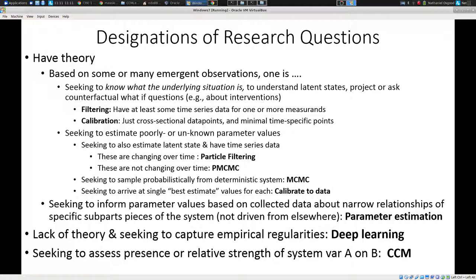If they're not changing over time and you want to use these sort of methods, particle MCMC is really good for estimating static parameters. If you want to sample probabilistically and the system is deterministic, MCMC is a good choice, but not so much for stochastic systems, where you really want to use PMCMC or particle filtering. And if you're trying to arrive at a single best estimate of values, calibrating a model to data, which we'll talk about later today along with some methods for doing that, is really a preferred choice. So here we have a need to establish parameter values, and we can do so with a variety of techniques depending on the circumstance.